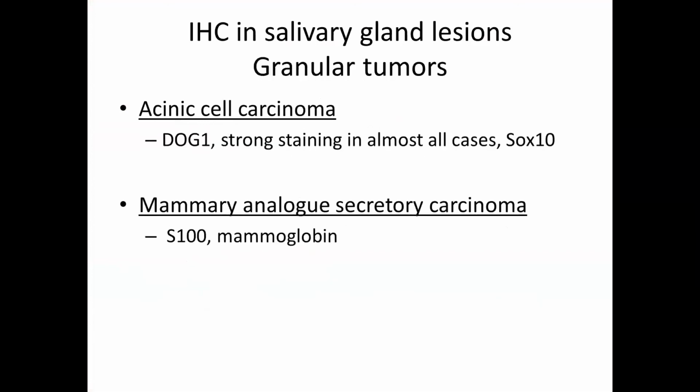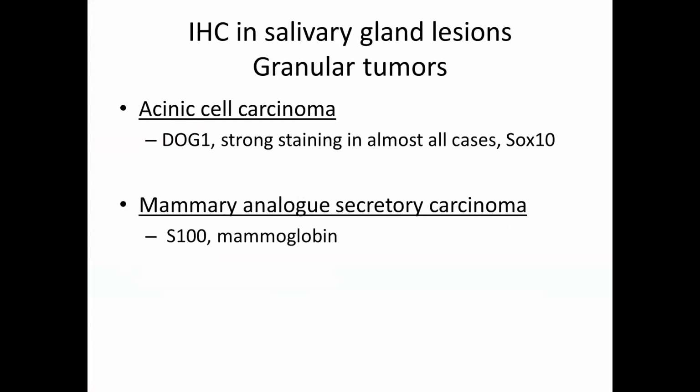Another context you always hear about the use of IHC would be in the diagnosis of acinic cell carcinoma, especially vis-a-vis mammary analog secretory carcinoma. Again, these tumors overlap morphologically. They're both low-grade malignancies, so it's not super important to accurately distinguish them. But if you have a cell block, mammary analog secretory carcinoma tends to be positive for S100, mammaglobin, as well as GATA3, and acinic cell tends to be positive for SOX10 and DOG1.